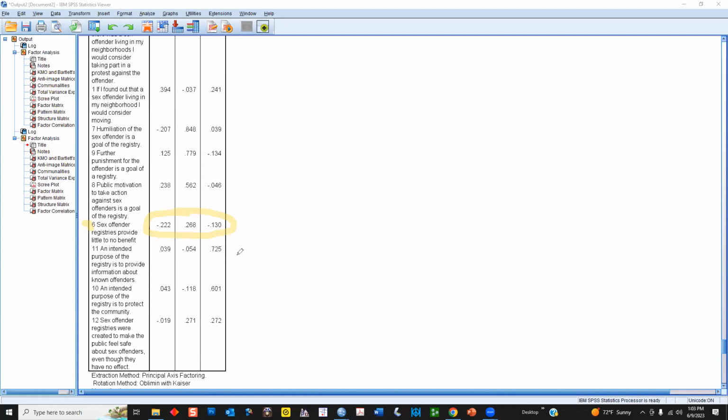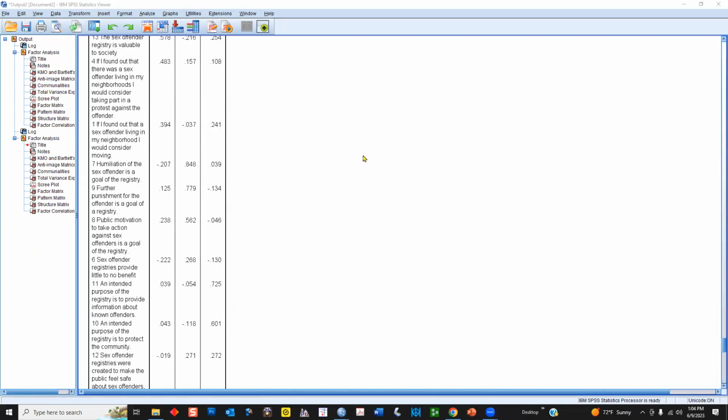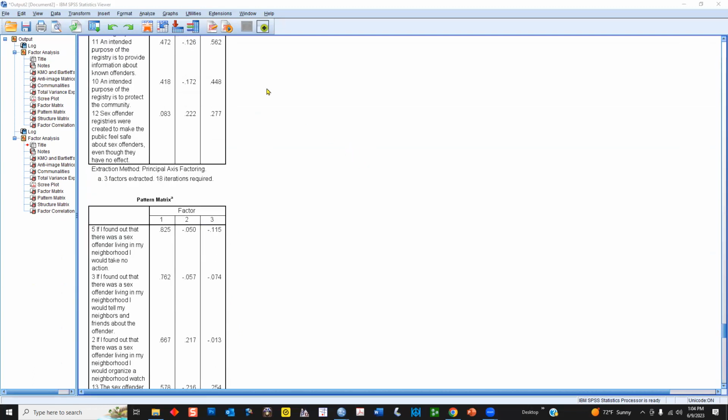But first, let's see about this last factor here. The third factor has 2 items that load onto it, and item 12 is now no longer loading on anything. So number 6 and number 12, those appear to be bad items, and we're going to consider taking them out. But that's how you change the number of factors that you want.